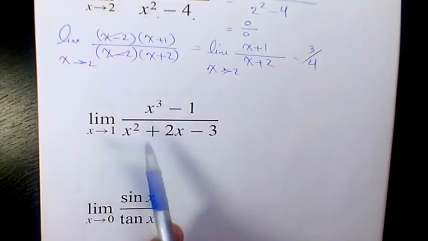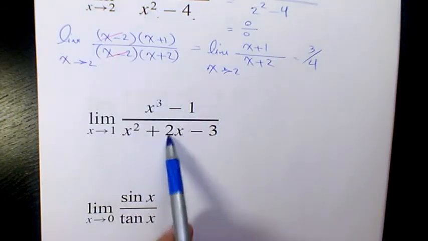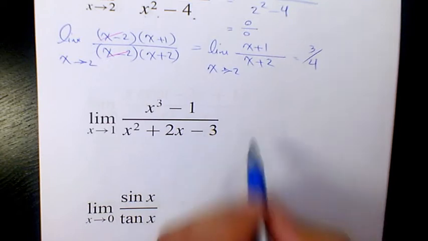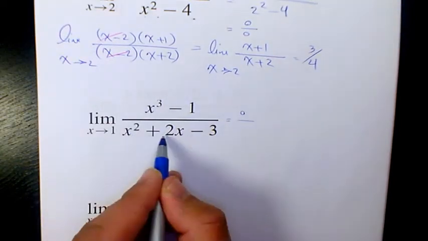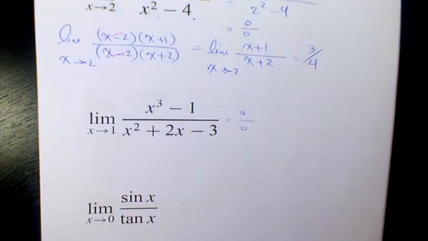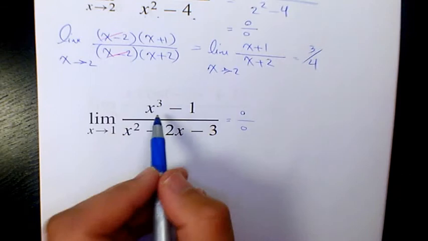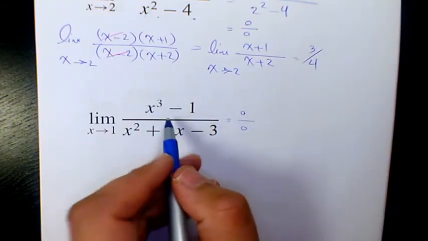Next one. X cubed minus 1 divided by x squared plus 2x minus 3, which is going to be 1 minus 1, 0. 1 plus 2 minus 3 is going to be 0 as well. Again, we need to factor it. X cubed minus 1 is divisible by x minus 1.